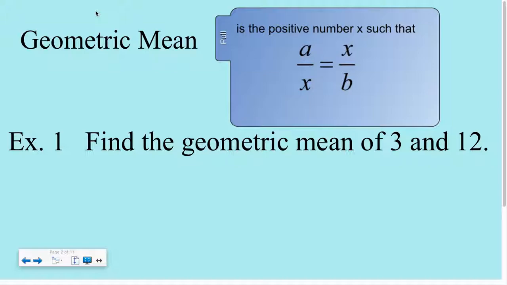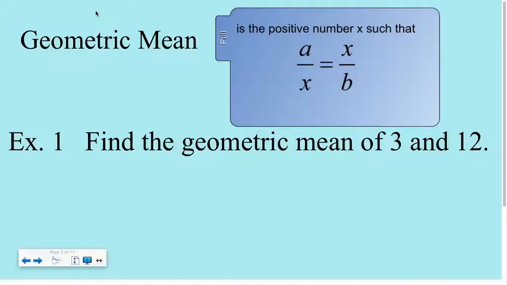Geometric mean is the positive number x such that a over x equals x over b. All three of these variables, a, b, and x, represent numbers. X is obviously going to be the same number there. So mean is also interpreted as average. So we're finding the geometric average between two numbers.